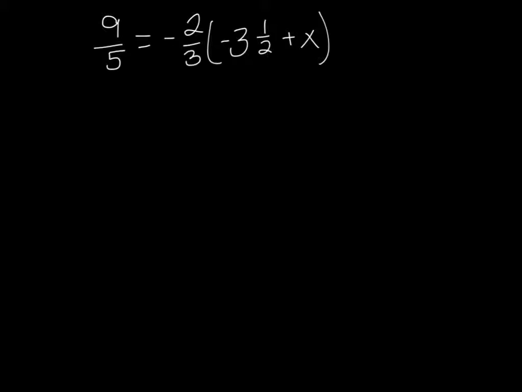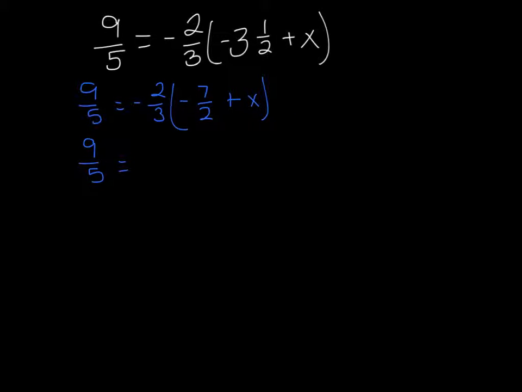Following our 5 steps again, the first step is to distribute. So we need to multiply everything in the parentheses by negative 2/3, but we need to change this mixed number to an improper fraction first. 2 times 3 is 6, plus 1 is 7. So that would be negative 7 over 2 plus x. Now we're ready to distribute.